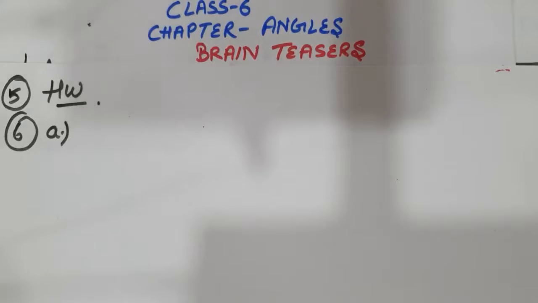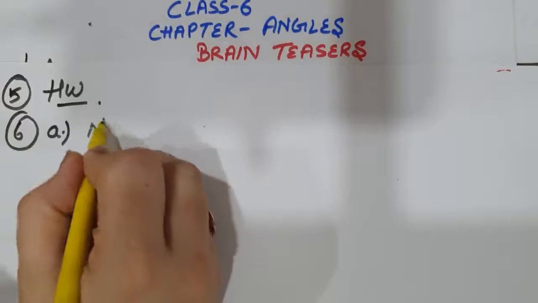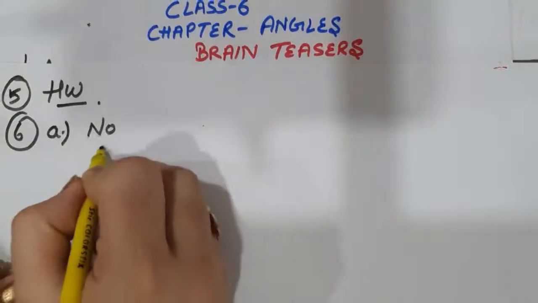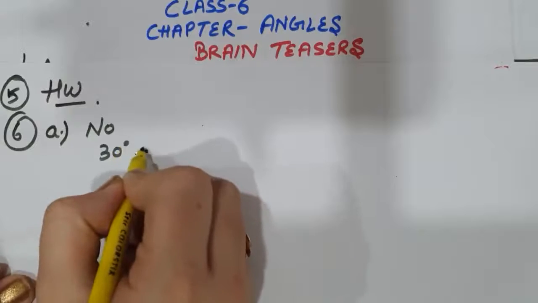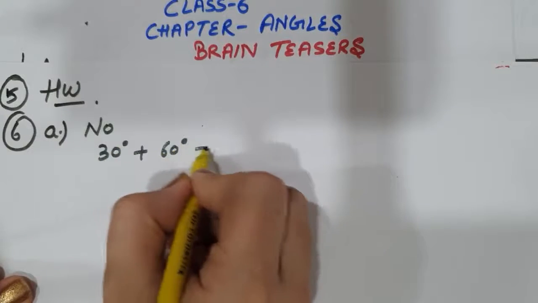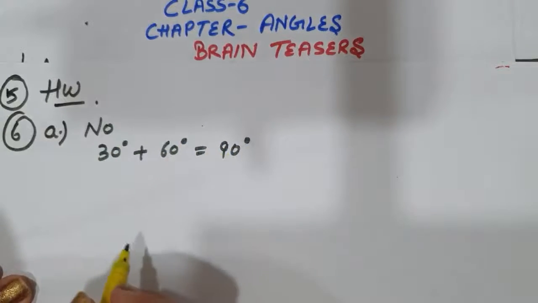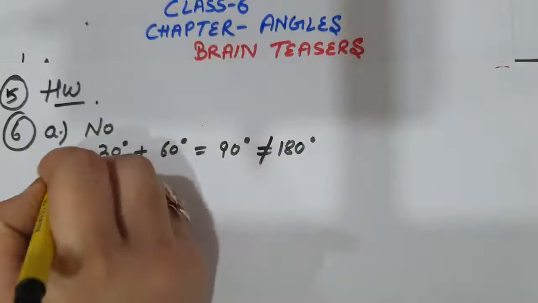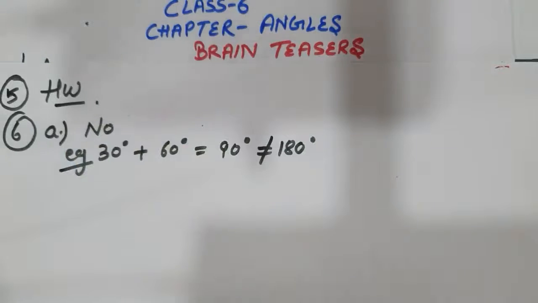नो, दे कैन नेवर बी इक्वल टू 180 डिग्री. एक एग्जांपल ले लेते हैं. से सपोज 30 डिग्री इज एन एक्यूट एंगल, सेम वे 60 डिग्री इज एन एक्यूट एंगल. तो इन दोनों को प्लस करके 90 तो आ सकता है, बट इट कैन नॉट बी इक्वल टू 180 डिग्री. This is an example.